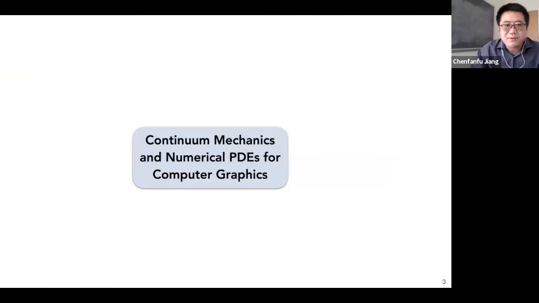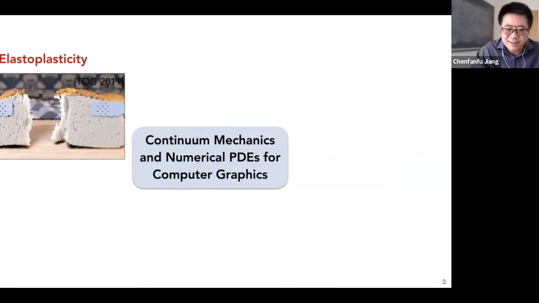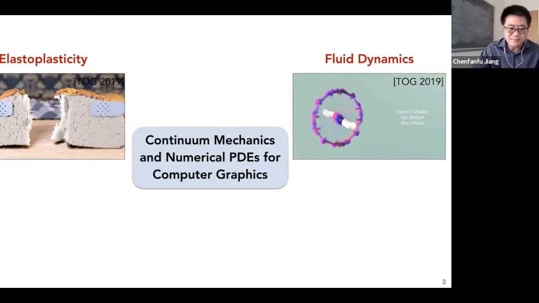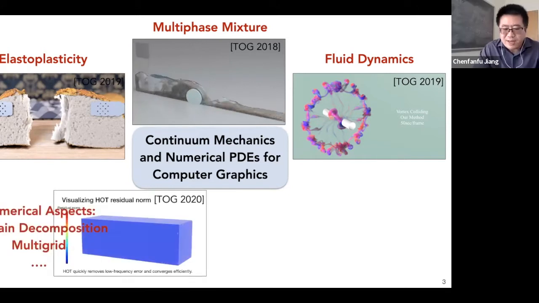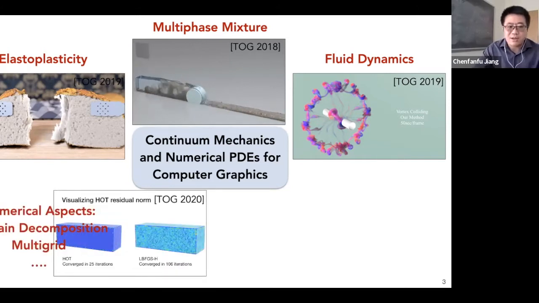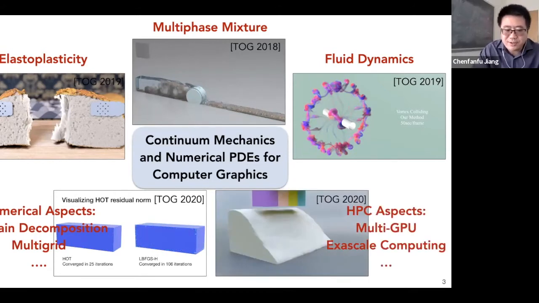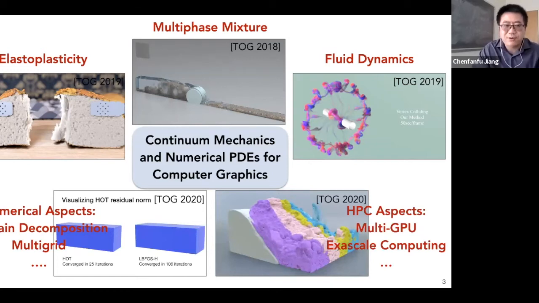Before talking about that, let me first give an overview of what I work on in general. Like you just said, I work a lot on computer graphics because of Hollywood. It overall looks at continuum mechanics and numerical PDEs. For example, we had this project on elastoplasticity and fracture, simulating breaking bread, and fluid dynamics for incompressible flow, and multi-phase particle fluid mixture, like things for sediment transportation, water sand injection. We also investigate numerical aspects like domain decomposition, multi-grid solvers to increase efficiency, and also HPC, high performance computing aspects like multi-GPU parallelization, exascale computing on supercomputers.